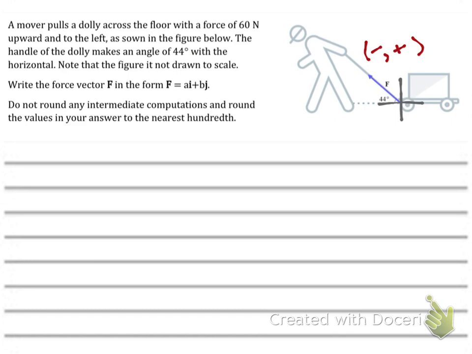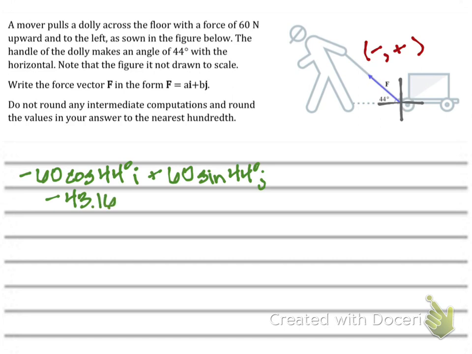So we know that the force is going to be negative 60 cosine 44 I plus 60 sine 44 J. 60 cosine 44 is negative 43.16 I, and again, I'm putting that negative there. 60 sine 44 is 41.68 J. So again, your options are to use the 44 and know that it's negative, positive, or find your true theta, which is 180 minus 44, and use that angle.